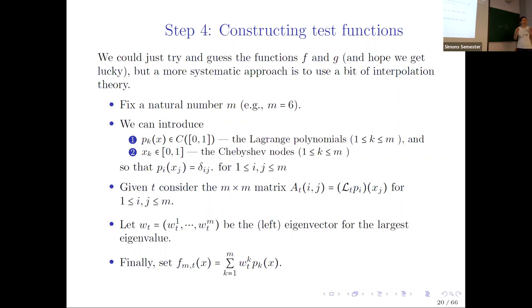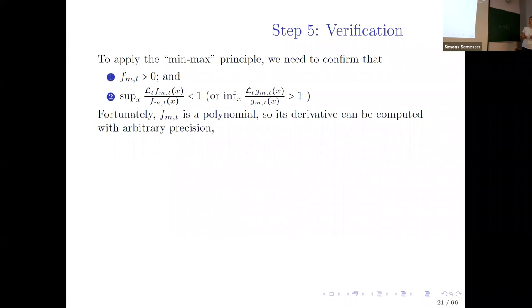However, we don't need to do any theoretical work ourselves. Everything that we need to do is basically floated to the computer by checking these two inequalities and by checking that the functions that we construct actually don't vanish.